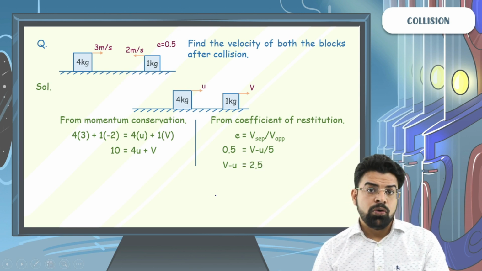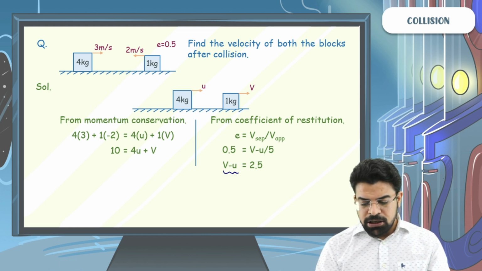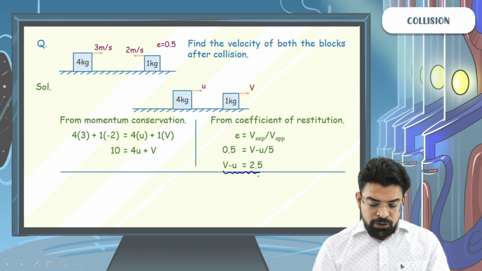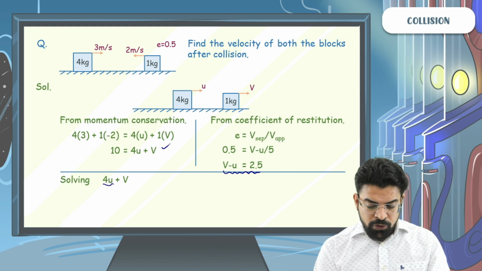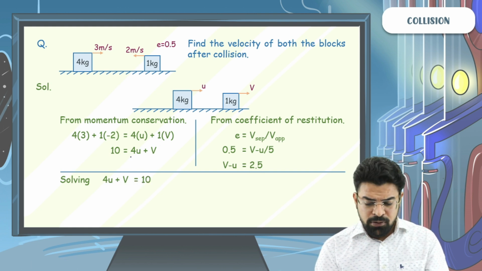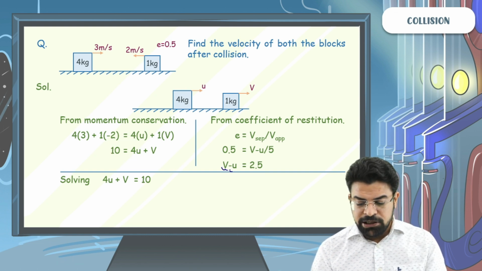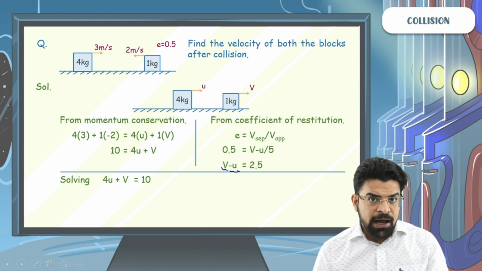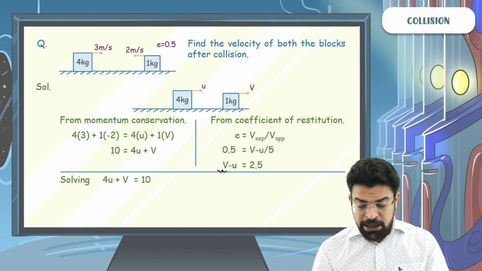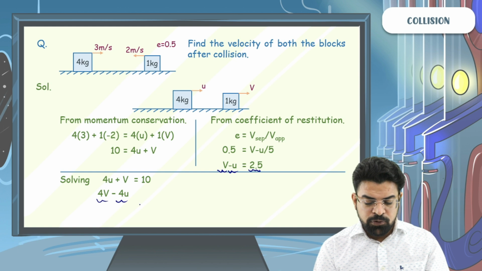So here we have got two equations and two variables. How to solve? Multiply each term of the second equation with 4 and add. How? Let's see. You can write the first equation as 4u plus v equals 10. I have just swapped the left and right hand side. And in the second equation, multiply each term with 4. Why am I doing this? Just wait and see. So I will write 4v minus 4u equals 2.5 into 4, which is 10. So I get 4v minus 4u equals 10.